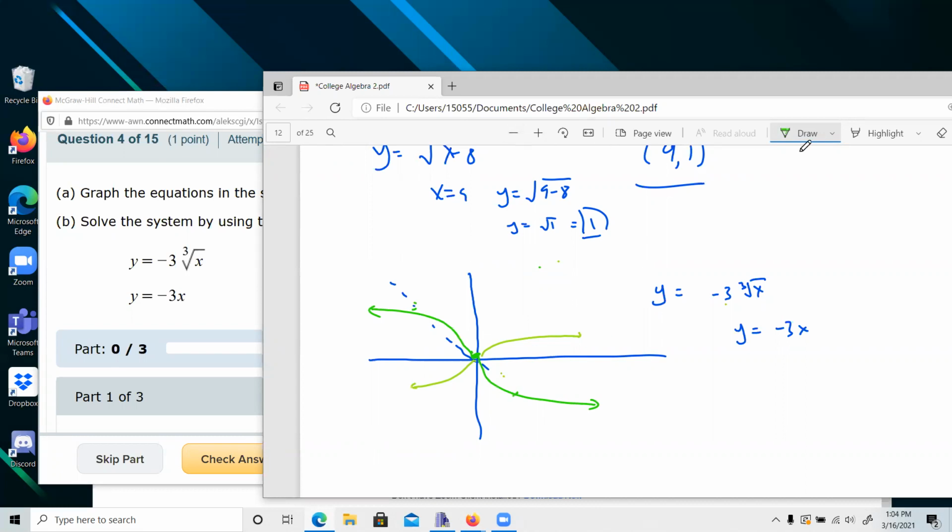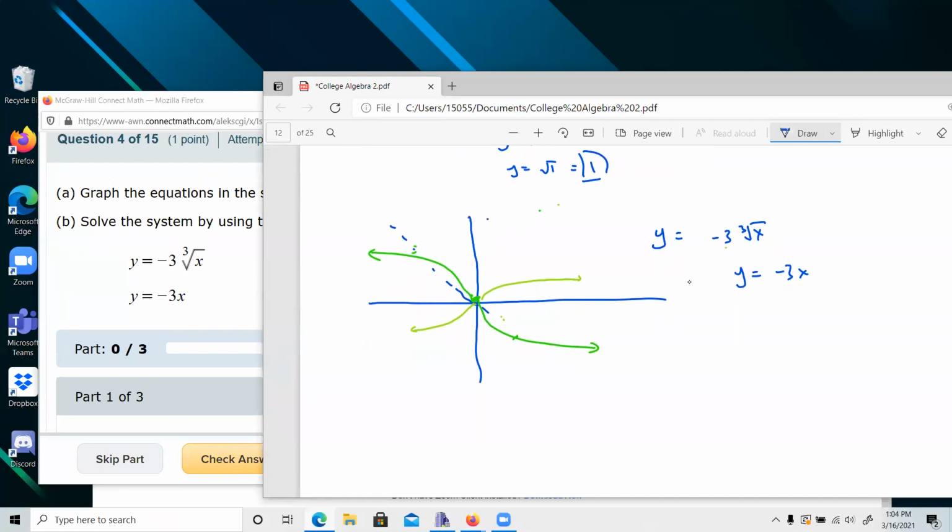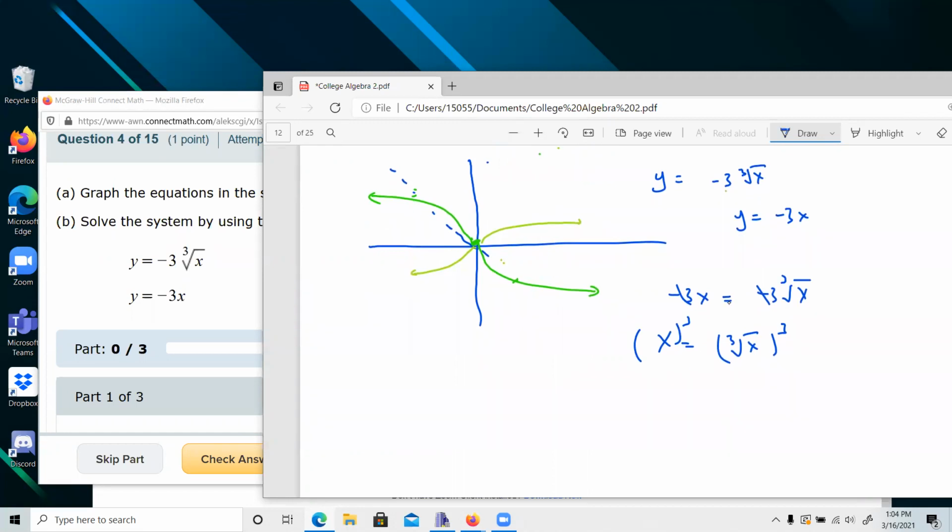All right, so let's see what happens here. Let's go back to a nice bold term. What we're going to do is set y equal to y. So we have negative 3x is equal to negative 3 times the cube root of x. Well, I think we can safely take out the negative 3's. And then we have x is equal to the cube root of x. I don't want the cube root of x, I just want x. So we have x cubed is equal to, right, the cube root cubed is going to be x. And then we can just solve from here.